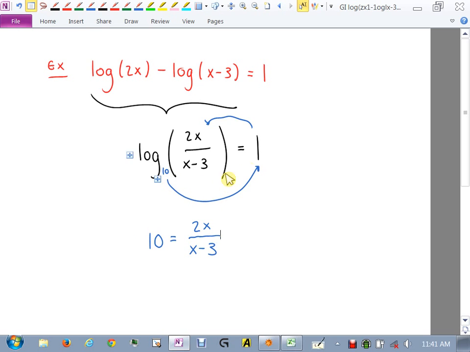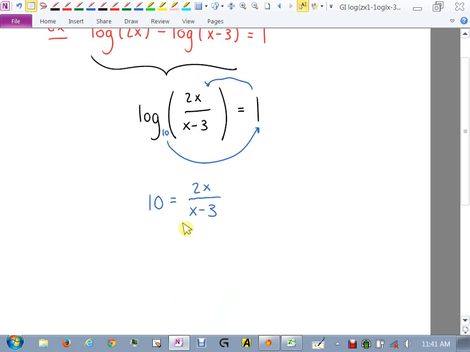Right? This is 10 raised to the first power, right? Not 10 times 1. Someone always does that on the test. Like if this was 10 and this was a 2, they put 20 here, right? If this was 10 and this was 2, it would be what here? 100. 10 squared. So don't make that mistake.